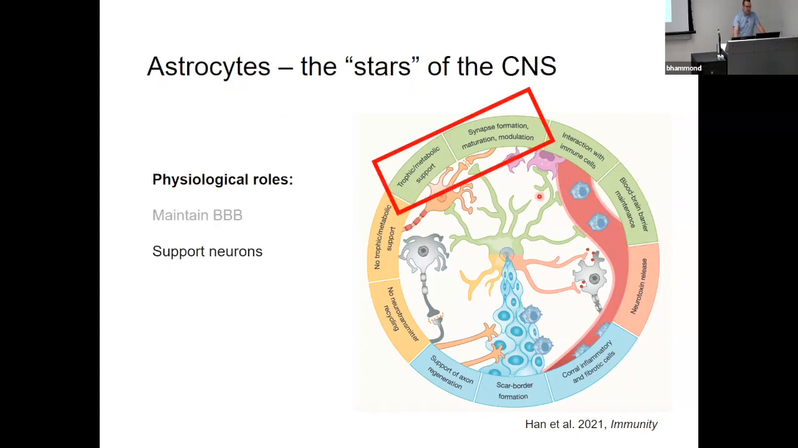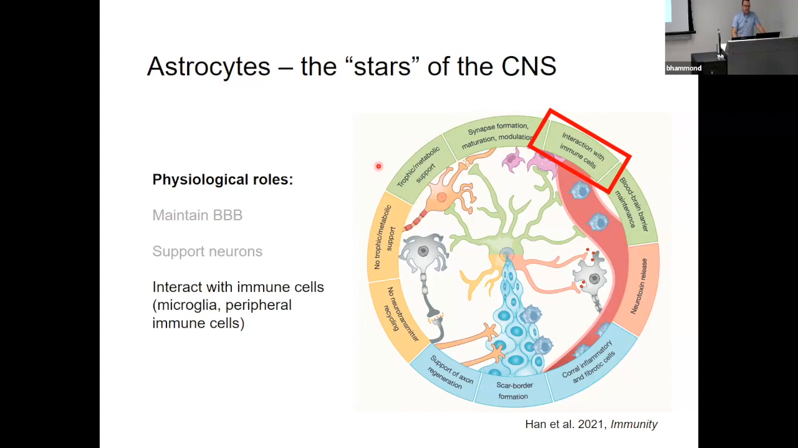Outside of that, they support neurons. Quite often, this takes the form of trophic and metabolic support, and is important for the actual formation of these synapses, the maturation and modulation of synapses throughout life. And lastly, they're constantly interacting with immune cells. Predominantly at steady state, this immune cell is microglia. There's all sorts of different communication styles that we'll see in a moment, but they are these highly communicative cells that work within the CNS. And we also have peripheral immune cells, but that's more of a disease or injury context where that comes into play. And we'll see that in a little bit as well.